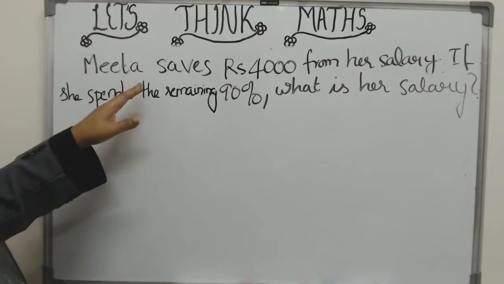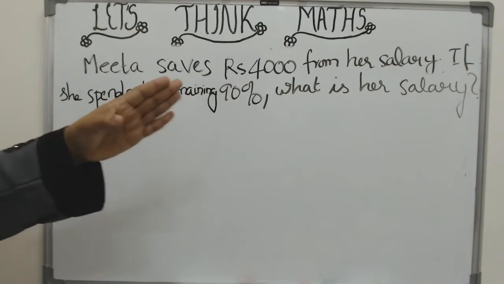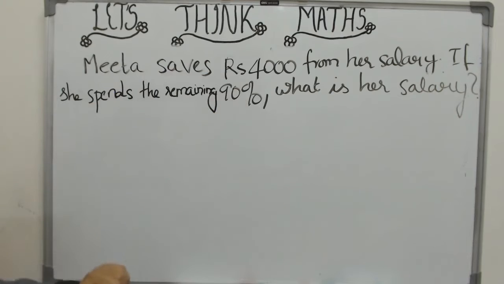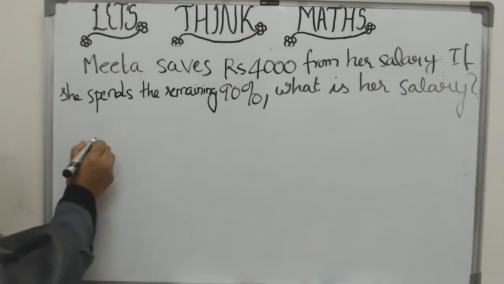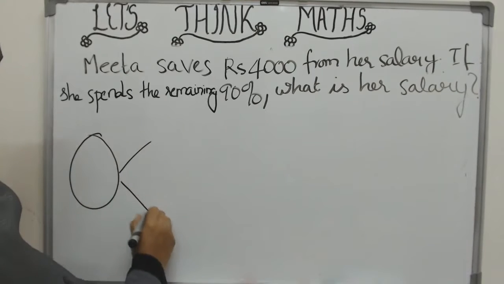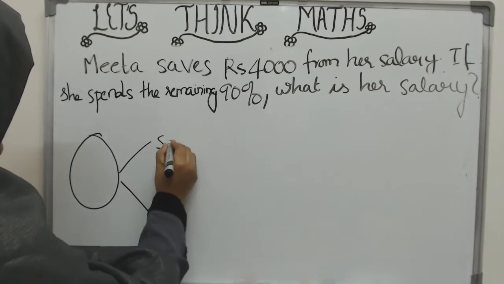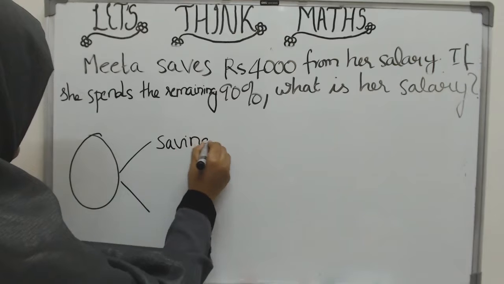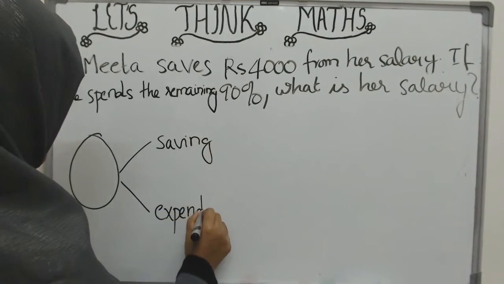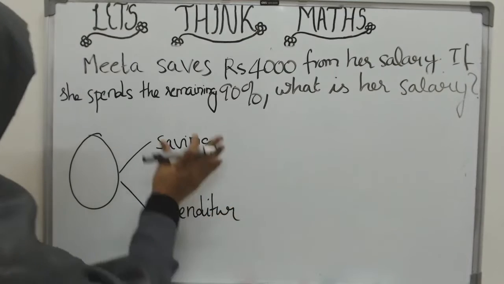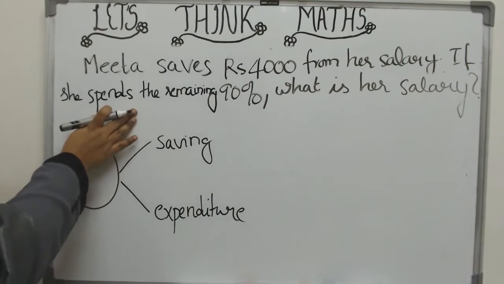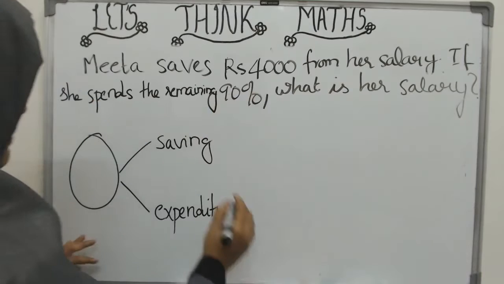Now Meeta saves rupees 4,000 from her salary. If she spends the remaining 90%, what is her salary? So we don't know what her salary is, but we know that she saves some of it and she spends some of it. So there is some savings and there is some expenditure. Now how much does she spend? She spends 90%.